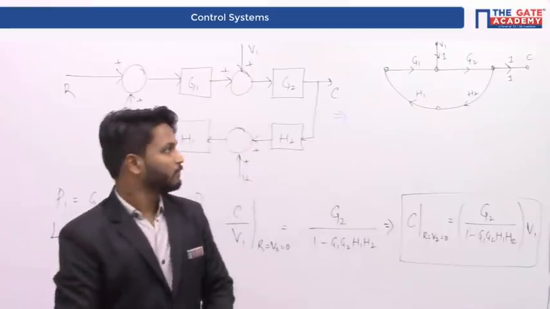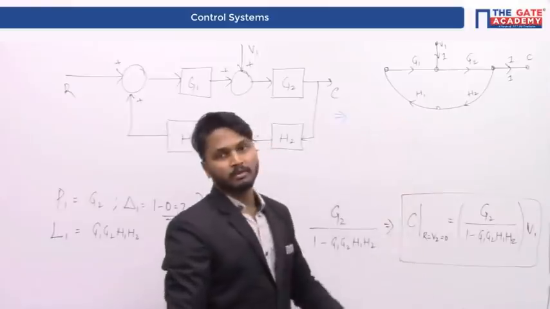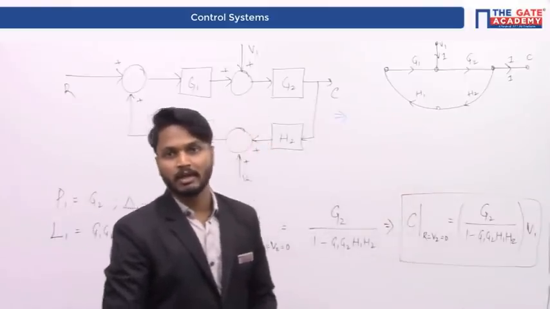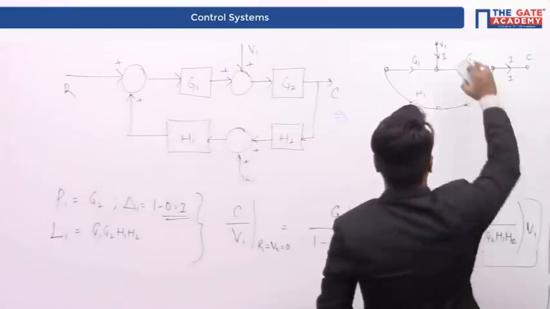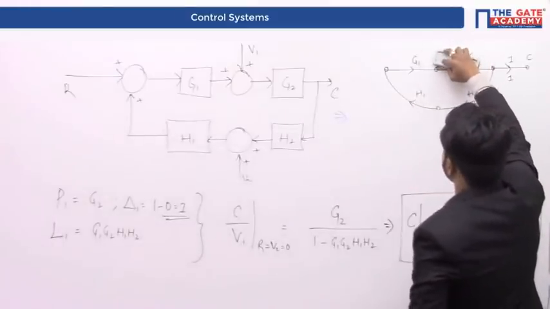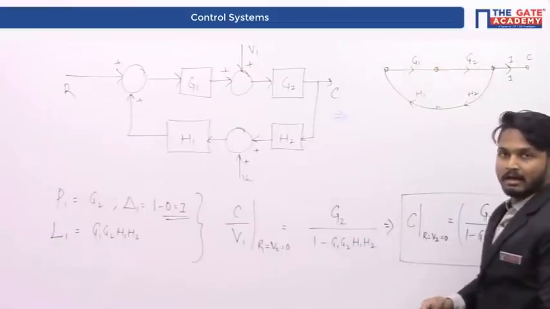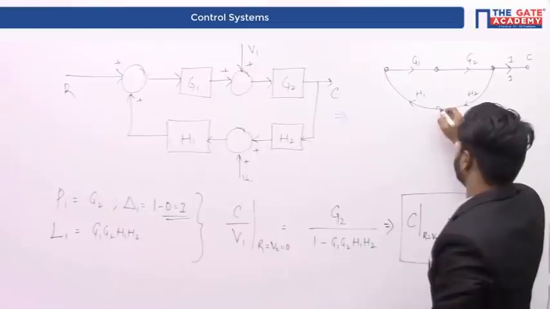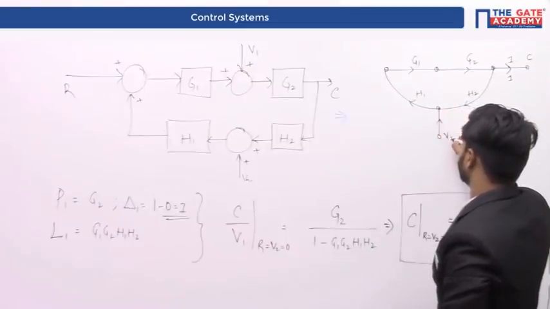So, if you want to calculate the output when V2 is the only input, whereas V1 and R vanish, what we have to do is just neglect these two inputs. That is, make these inputs 0. That is, V1 and R are made 0. Only V2 is the only input present.